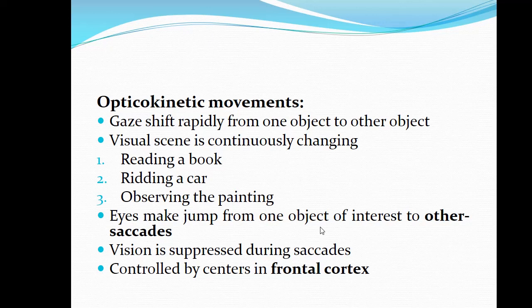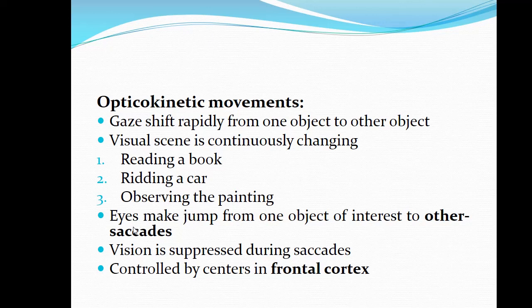The same phenomenon is also observed when you are looking at a painting. In the painting, there are different highlights. You are at one time looking at one highlight of the painting and then at the other highlight of the painting, and your eyes will continuously move from one object to the other object of interest. Now, when you're moving the eyes from one object of interest to the other, the eyes make jumps. These jumping movements are known as saccades.